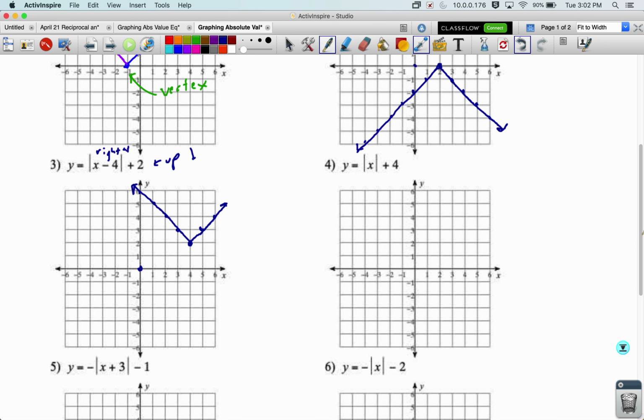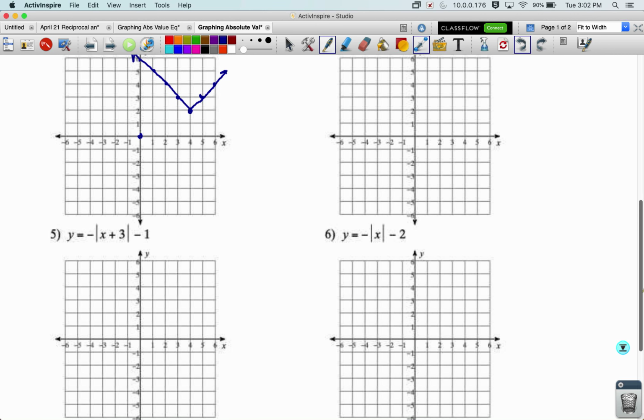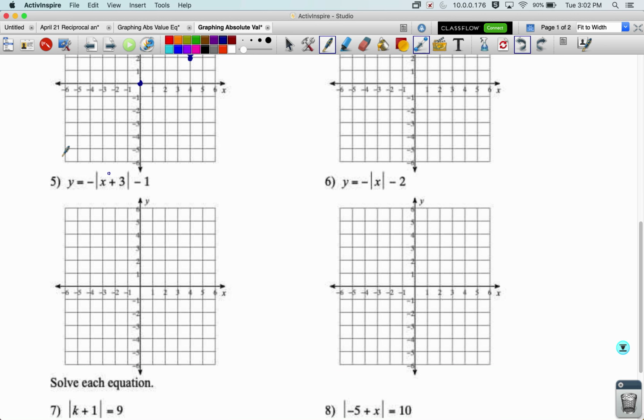All right, let's do, I guess, problem number 5. What is that +3 going to do? So it can move us left or right 3. You said left 3, you got it right. And then this -1, is that going to move us up or down 1? You said down 1, you got it right.